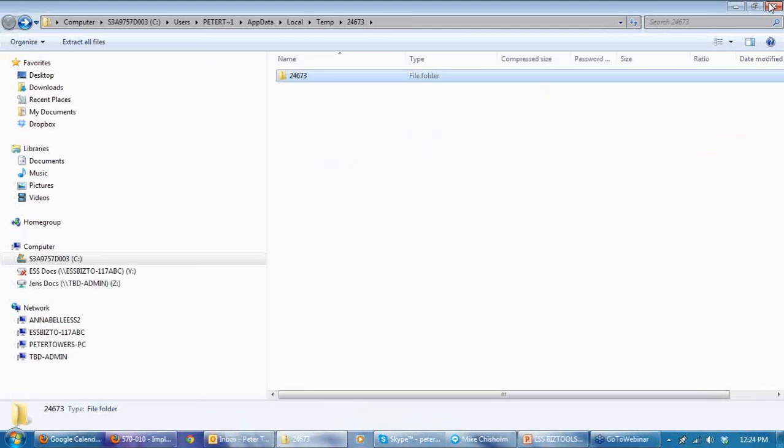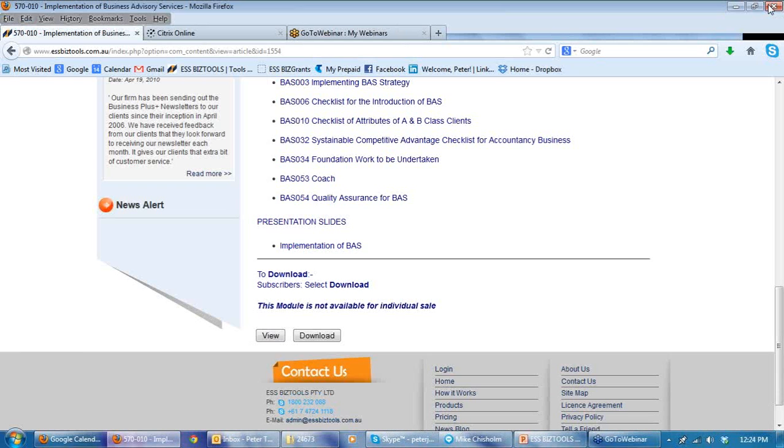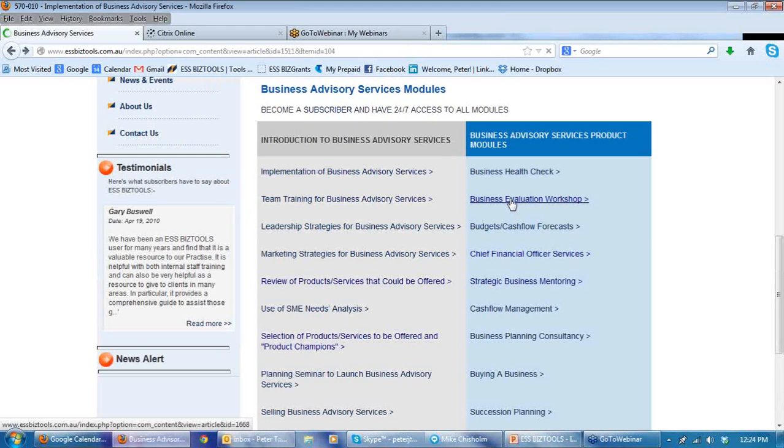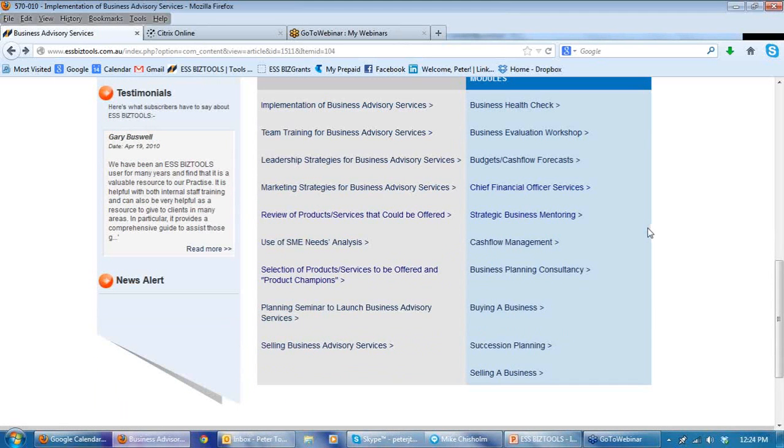What I'm now going to do is go across to the products. On the right hand side of this screen we have the products that have been developed at this stage for business advisory services. In the next couple of weeks we're adding 2 new products. Survival in difficult times is one of them, and the second one is utilising government grants for your SME clients. What I want to show you at this stage though is just a general overview of how one of these products works. I've gone on to cash flow management.